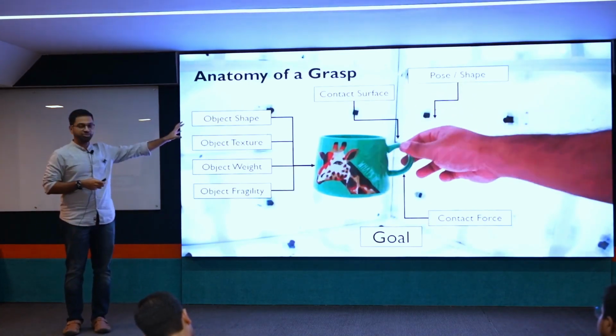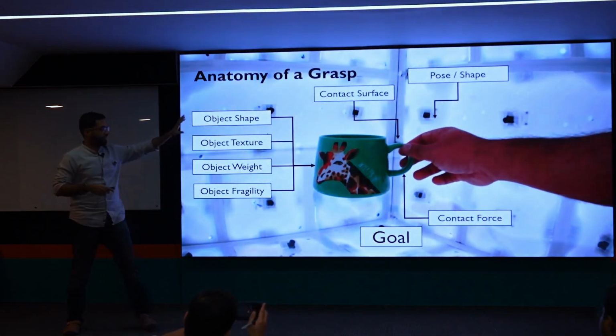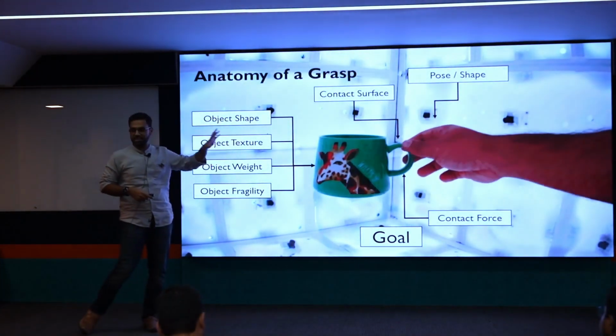So if you want to capture grasps so that we can eventually build robots that can learn from those captured grasps, we need to capture aspects of all of these things. So that's our goal.